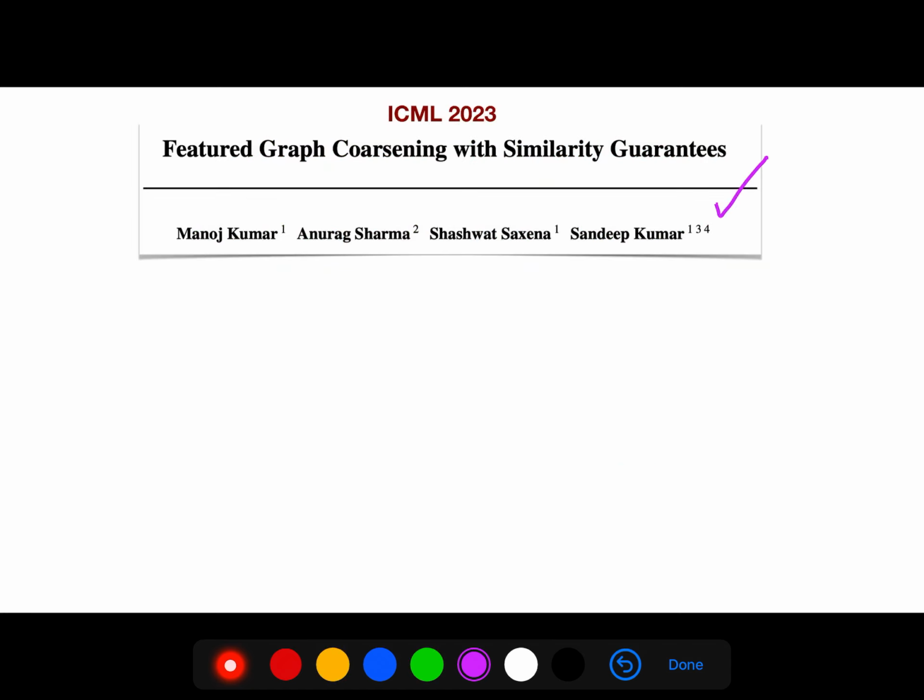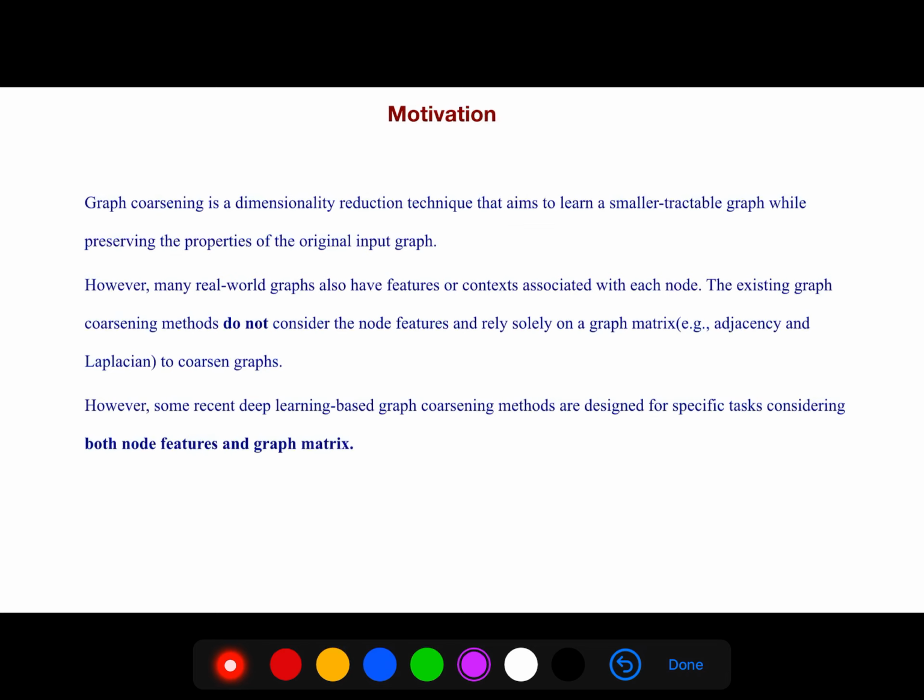Graph coarsening is a dimensionality reduction technique that aims to learn a smaller tractable graph while preserving the properties of the original input graph. However, many real-world graphs also have features or context associated with each node. The existing graph coarsening methods do not consider the node features and rely solely on a graph matrix to coarsen graphs. However, some recent deep learning-based graph coarsening methods are designed for specific tasks considering both node features and graph matrix.